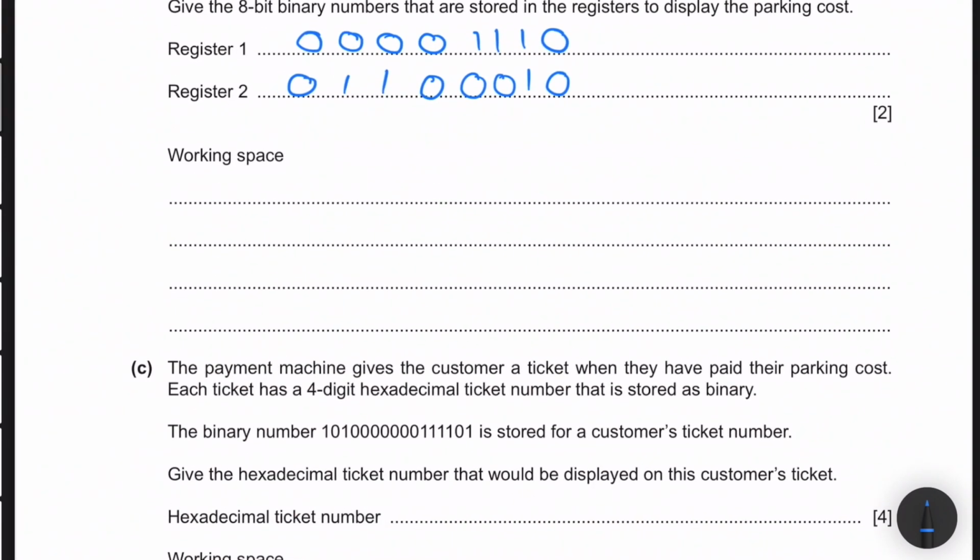Oh, I've got working space there. I didn't need it. I used the working space from above. Part C.